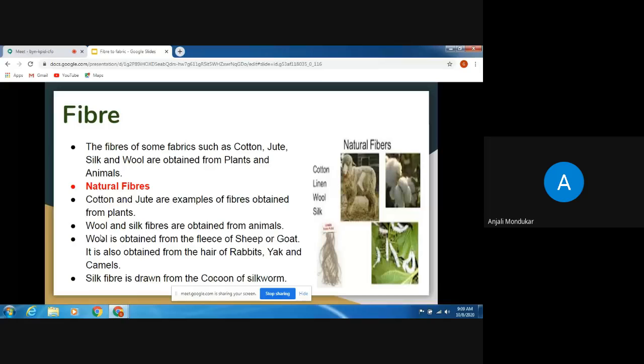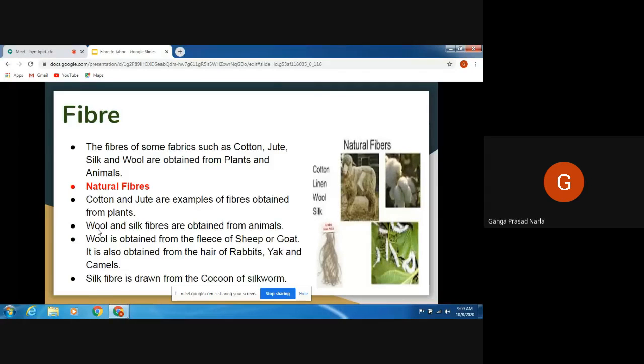So if you observe wool, sweaters, mufflers, and caps, monkey caps are made by wool fibers, right? These are all made by wool, because we wear those wool clothes to get warm in winter season, right? So these clothes are made by wool, okay?